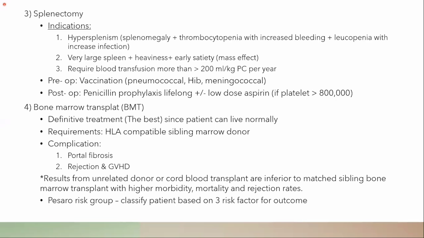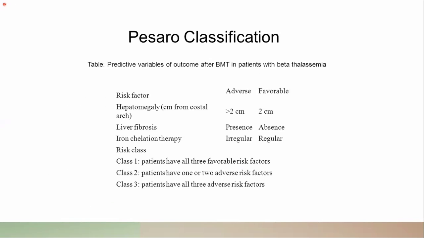And then how to know the best time, the best stage to do the BMT? We can use the Pesaro risk group. So this is the Pesaro classification, where there are 3 risk factors that we should consider, which are the presence of hepatomegaly, liver fibrosis, and iron chelation therapy. So when all 3 risk factors are favorable, which is class 1, that is the best stage to do the BMT.